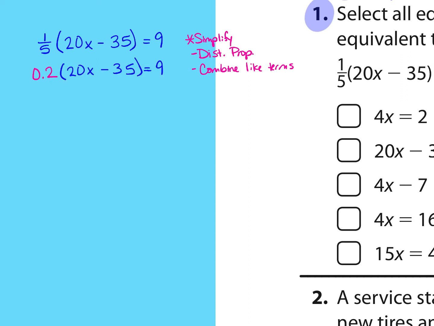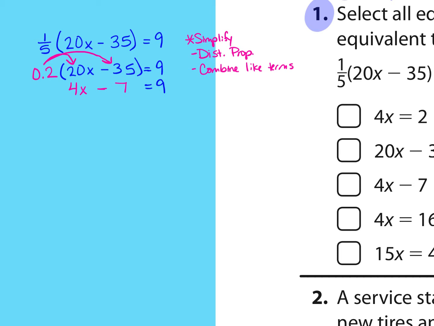Now I'm going to do the distributive property and multiply 0.2 by each term in the parentheses. 0.2 times 20x, that's 4x. And 2/10 times negative 35 will be negative 7. Let me just bring the rest of the equation down. So now we've done all the simplifying that can be done.